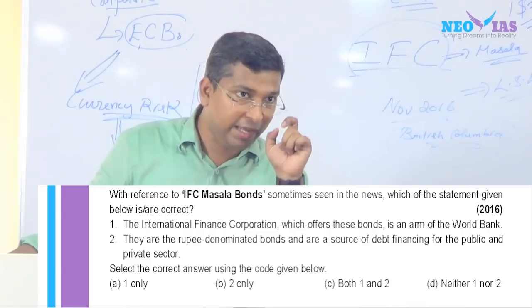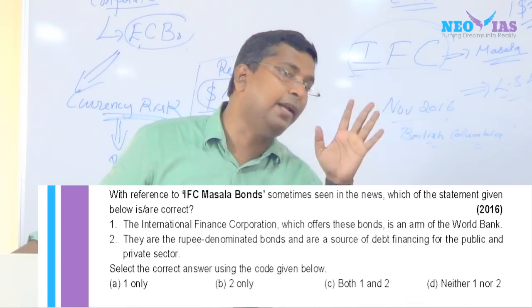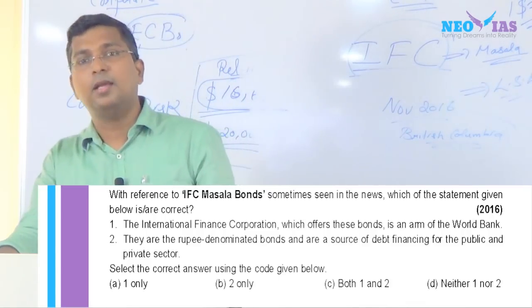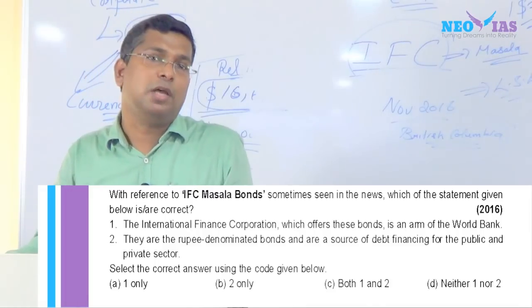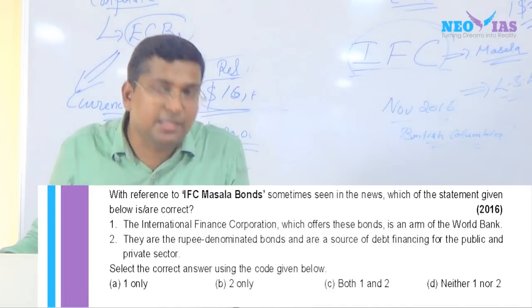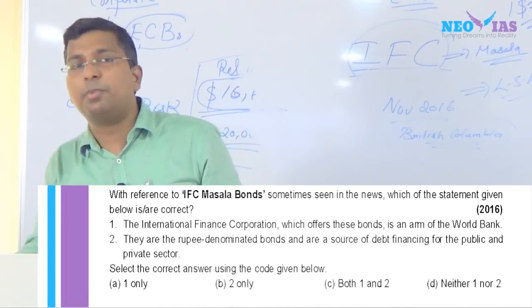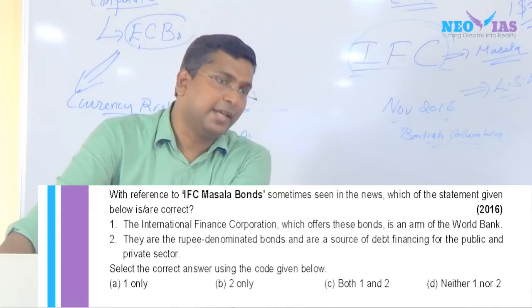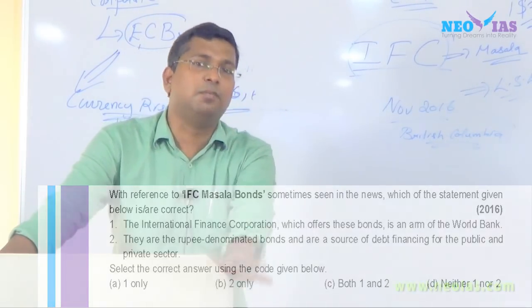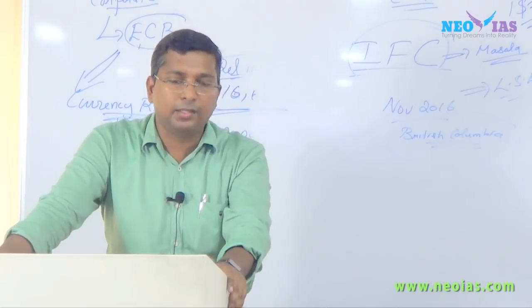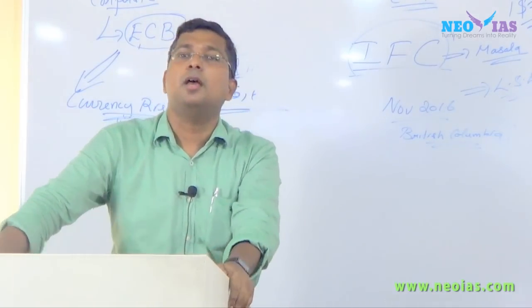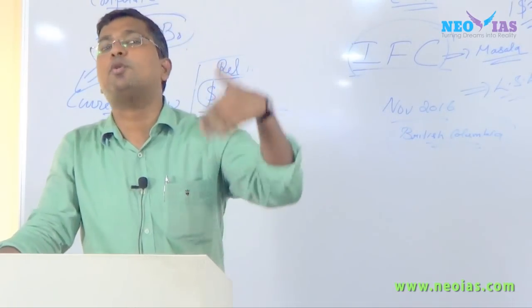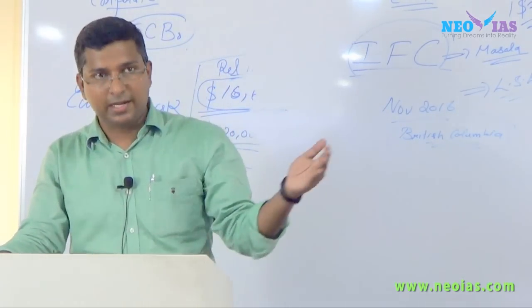Try to be very clear: IFC is the private sector lending arm of the World Bank. Because of that, it will only support private sector projects. In this case, till now it has given only for private sector infrastructure projects. So the answer is 1 only. The second statement is wrong. It's a very tough question, because in the concept, all the concepts were clear. So more than a Masala bond question, it was a question on IFC. So the answer is 1 only.